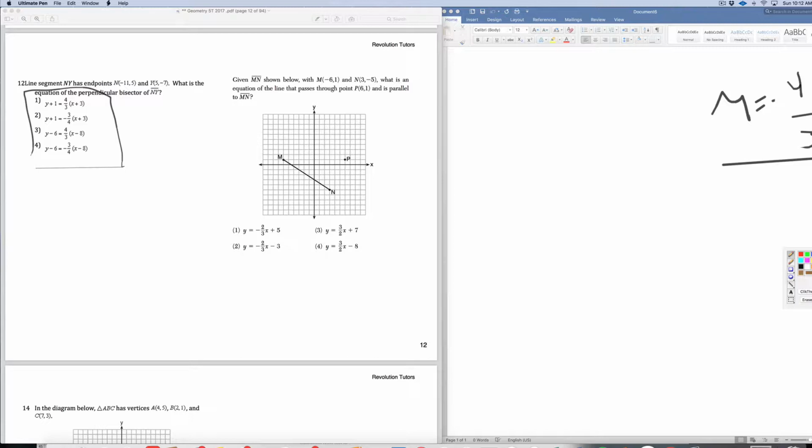Off the bat, you could see just from step 1 that you could eliminate choice 2 and choice 4. So that at least is something. To get past that, you have to actually be pretty good at this. What you're going to need to do is realize that the bisector hits the midpoint of these 2 points. So you would have to do the midpoint formula. Midpoint formula is x1 plus x2 over 2, comma, y1 plus y2 over 2. You're just taking the average of each point.